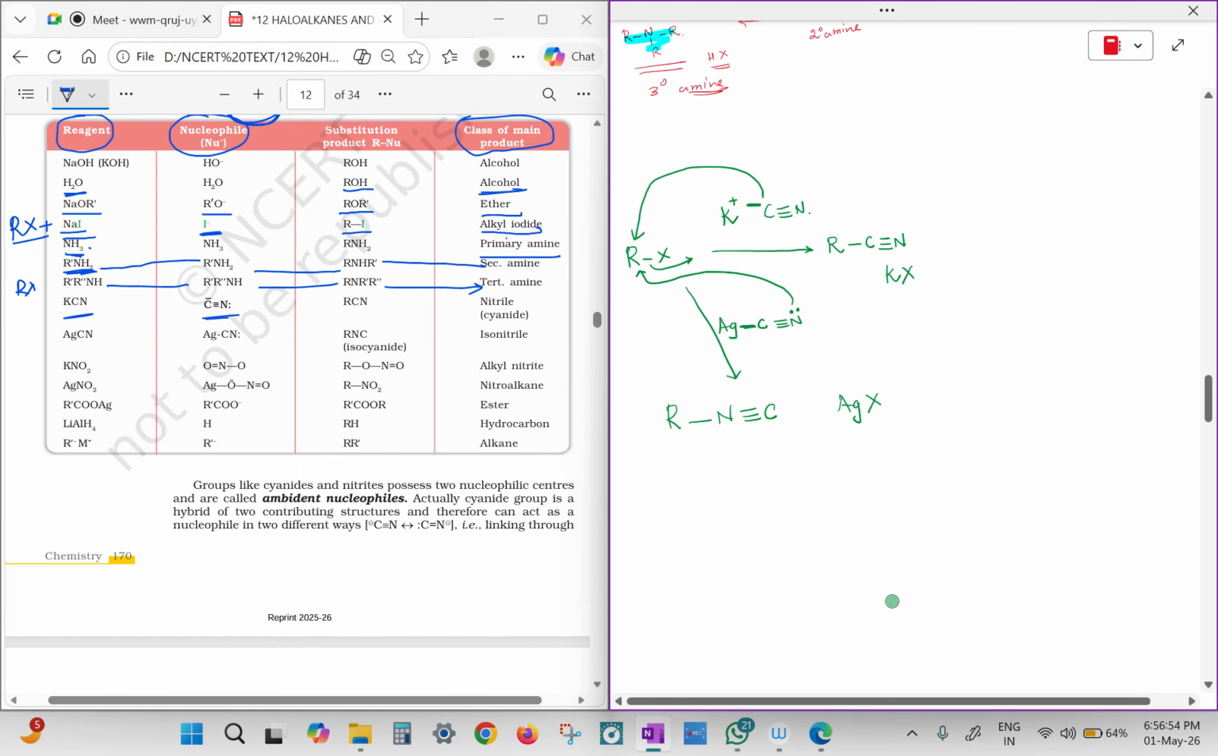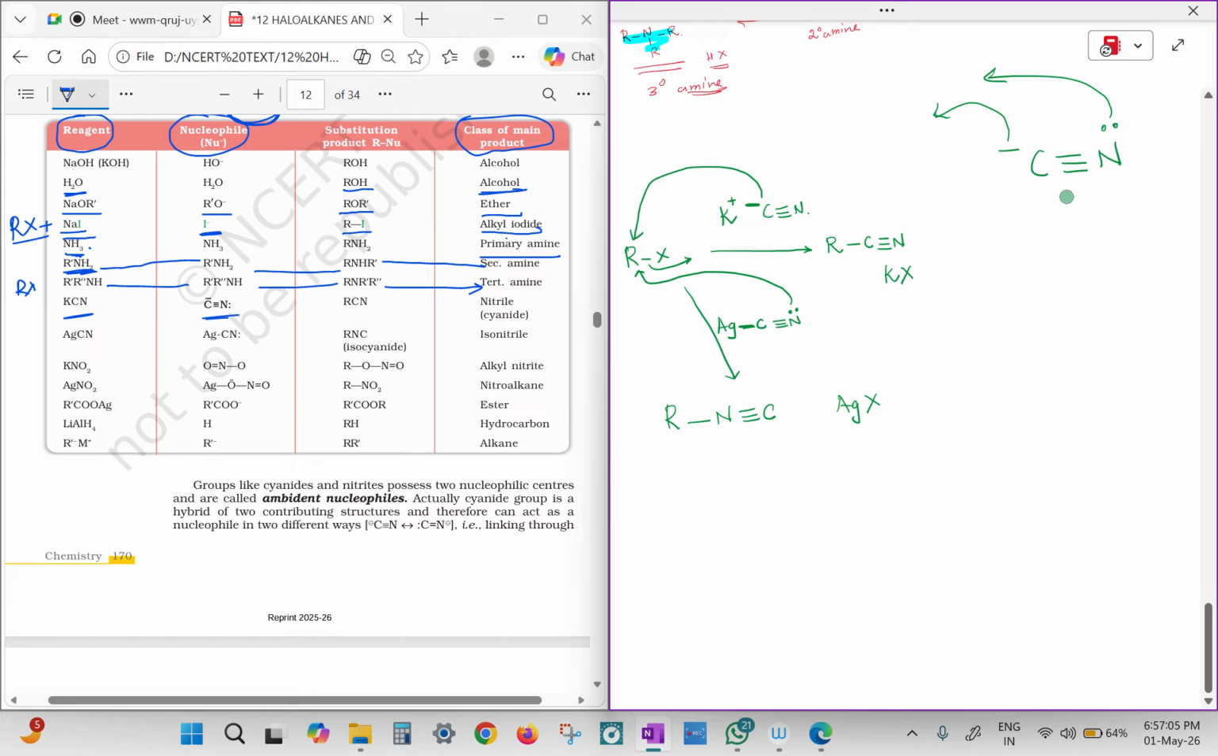So your cyanide CN minus could act as a nucleophile through carbon or through the lone pair present on the nitrogen. If it acts through carbon, the product will become RCN. If it is acting through the nitrogen, it becomes RNC. So the composition of the nucleophile is the same, but through which atom it attacks is different. It has got two different attacking sites. Such nucleophiles are called ambident nucleophiles.